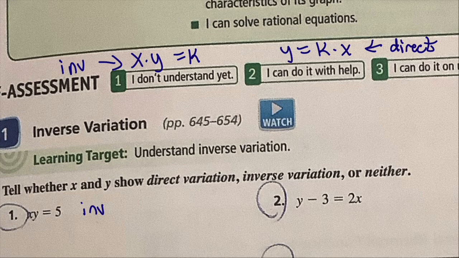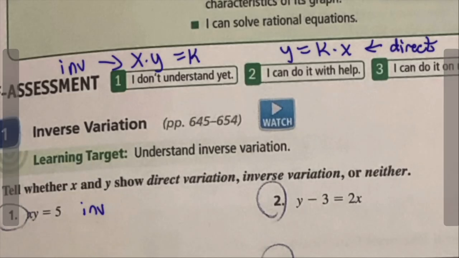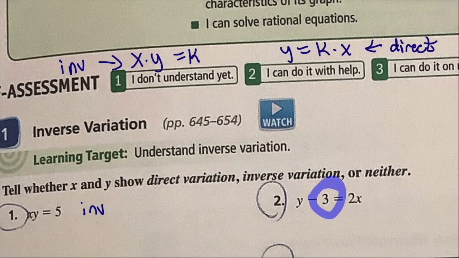x times y equals 5. Number 2, if it said y equals 2x, it would be direct. But this number here is going to throw that off. That is a linear equation that goes through 3, not through 0, and these both, this one goes through 0. So that's one way to check for that. So that's neither.